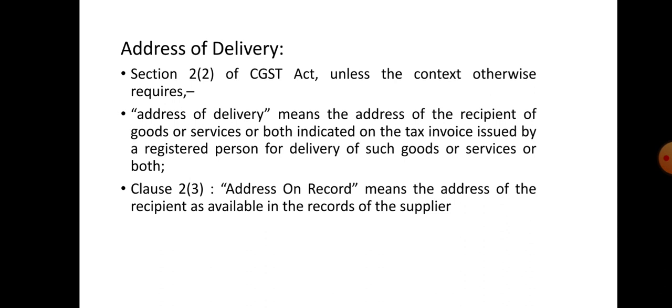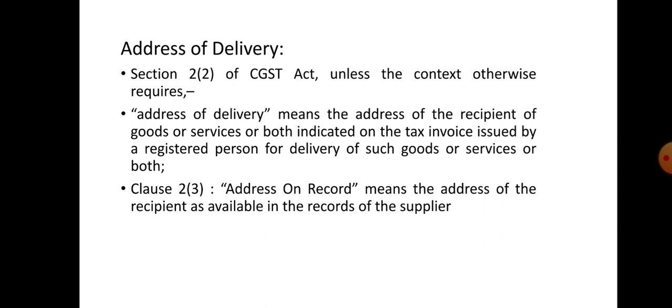Address of delivery here means the address of the recipient of the goods or services. His address you have to take, and his address is to be indicated in the tax invoice that we issue, that's by the registered person. And the address is mainly required for the delivery of the goods or services. So this is the meaning of the address of delivery given under section 2 subsection 2.